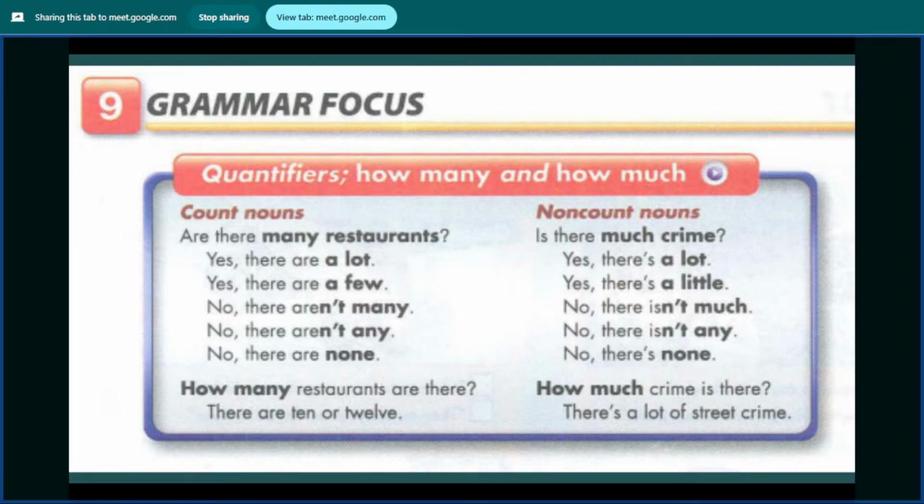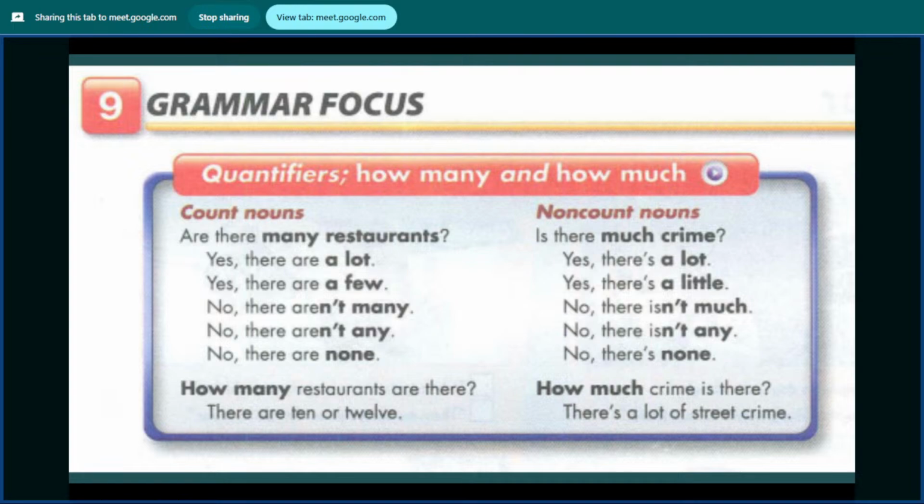दोन्ही पण answers doable आहेत. आणि no, there are none. जास्त नाहीये. पहिल्या दोन ऑप्शन मध्ये आपण म्हणतोय, आणि लास्ट मध्ये म्हणतोय की एक पण नाहीये. ठीक है? Is there much crime? You will say yes, there is a lot. Yes, there is a little. No, there isn't much. No, there isn't any. And no, there is none.